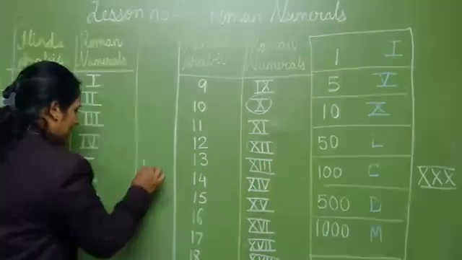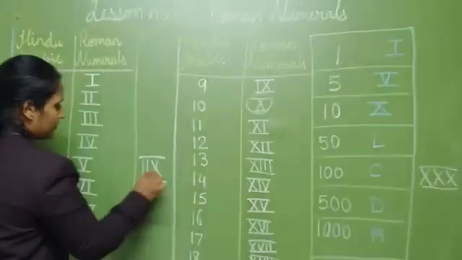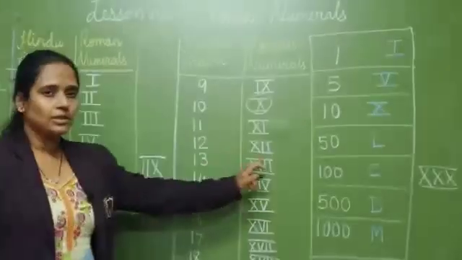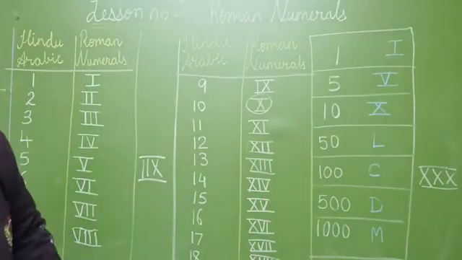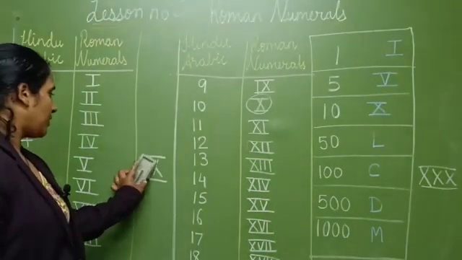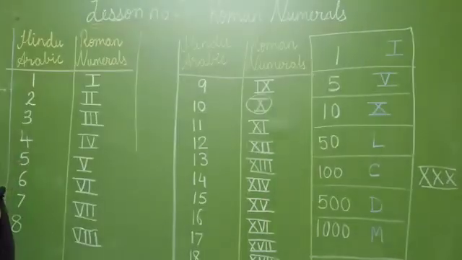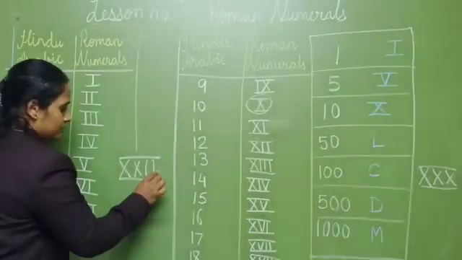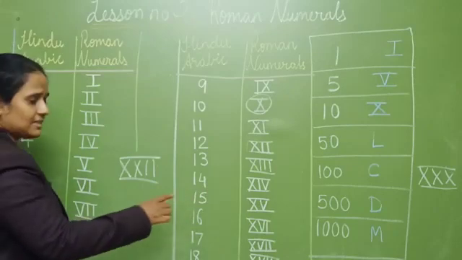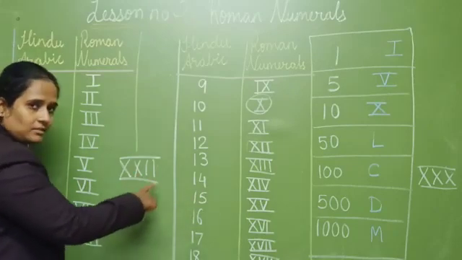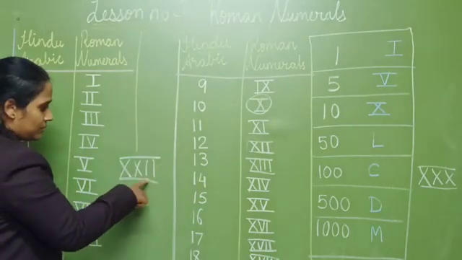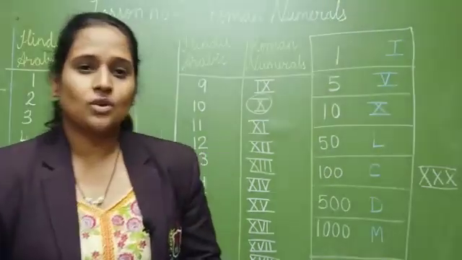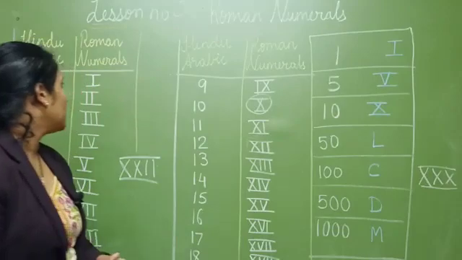You will never write like this. You can never write like this when you have to write 12. Even if you are writing 22, you write X and then 2. Always on the right side you can add the Roman numbers. So this was all about Roman numerals.